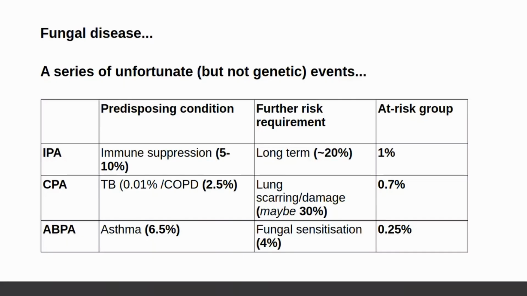And then with ABPA, you've got to have asthma and you've got to have fungal sensitization. So asthma is 6.5% of the population. 4% of the population are sensitized to fungi. So again, your at-risk group for ABPA is 0.25%.